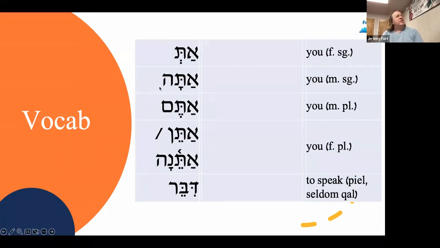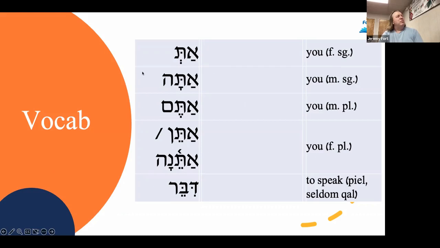Atah, which means you masculine. And that's her saying, I told you, right? Att, you feminine. Atah, you masculine. It's weird. It seems like the most masculine or the most feminine word possible, isn't it?